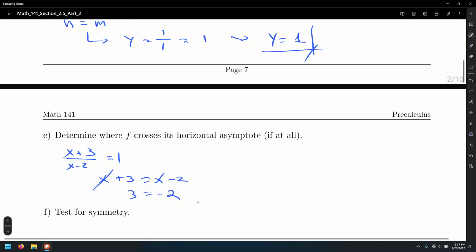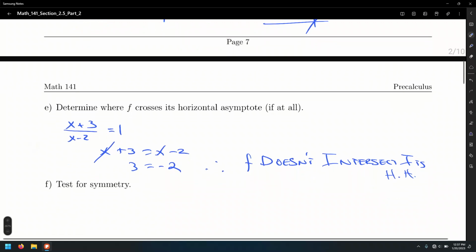And therefore, f doesn't intersect its horizontal asymptote. I'm going to abbreviate HA for horizontal asymptote and VA for vertical asymptotes in the future. All right, so no, there's no intersection.